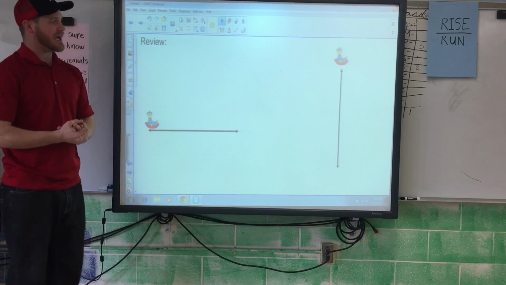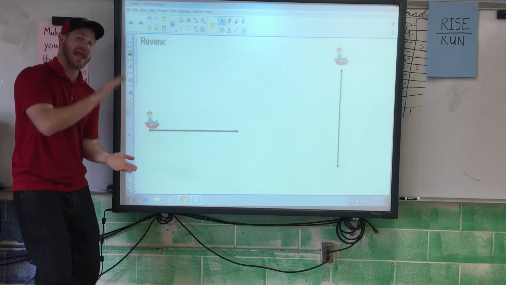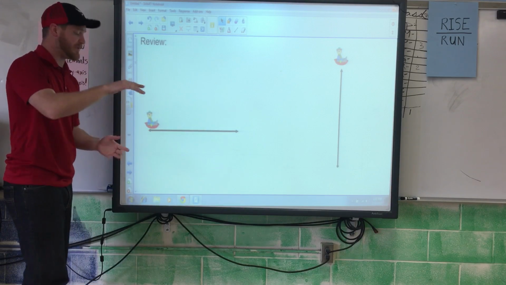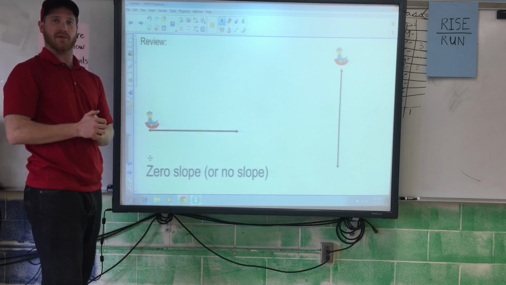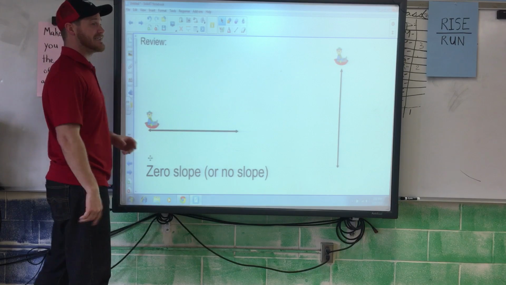Now we have a horizontal line and a vertical line. Remember, if you're doing a horizontal line, it doesn't go any up or down. If it doesn't vary at all up or down, that is a zero slope. It is not steep at all. It's zero slope, or also known as no slope.